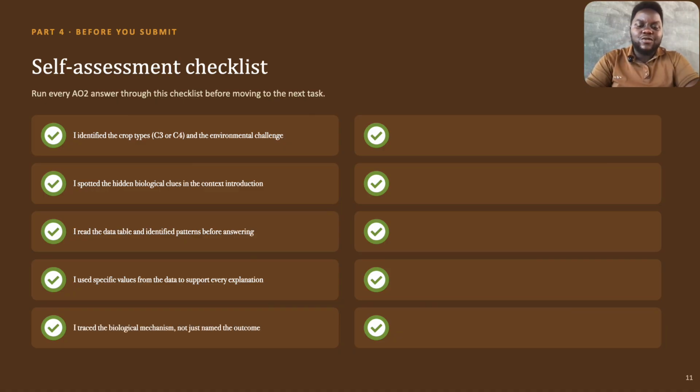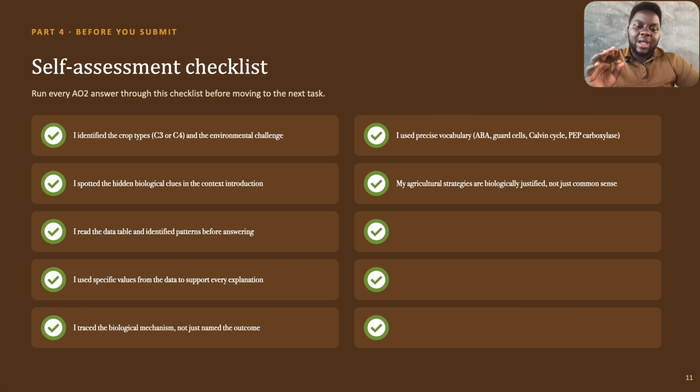Number 5, I trust the biological mechanism, not just the named outcome. I'm not just saying C4 plants photosynthesize better than C3 plants. No, I'm saying PEP carboxylase shuttle. I'm explaining the bundle sheath concentration. I'm showing how photorespiration is going to be suppressed. Number 6, I use precise vocabulary. I'm talking about guard cells, Calvin cycle, PEP carboxylase, exact words that are used in this biology, because they are very important in the examiners awarding you marks.